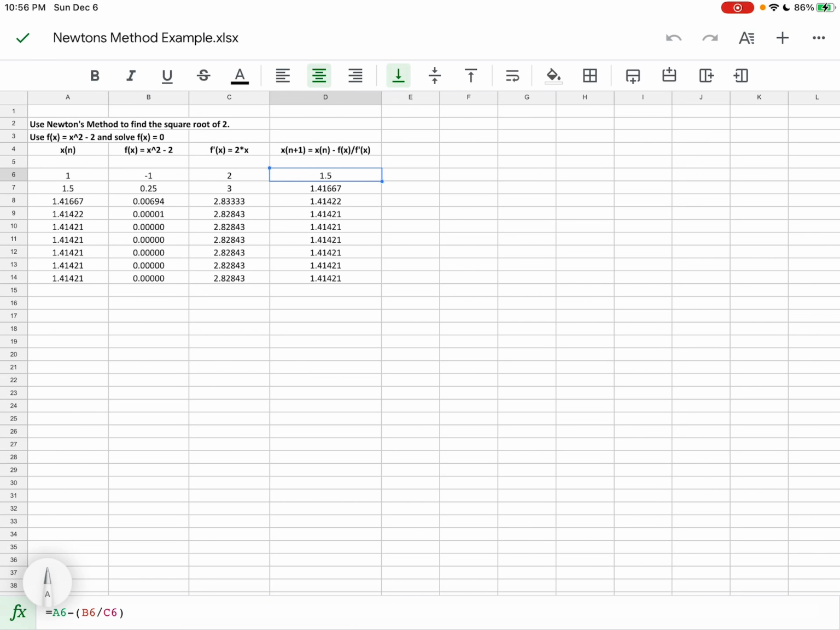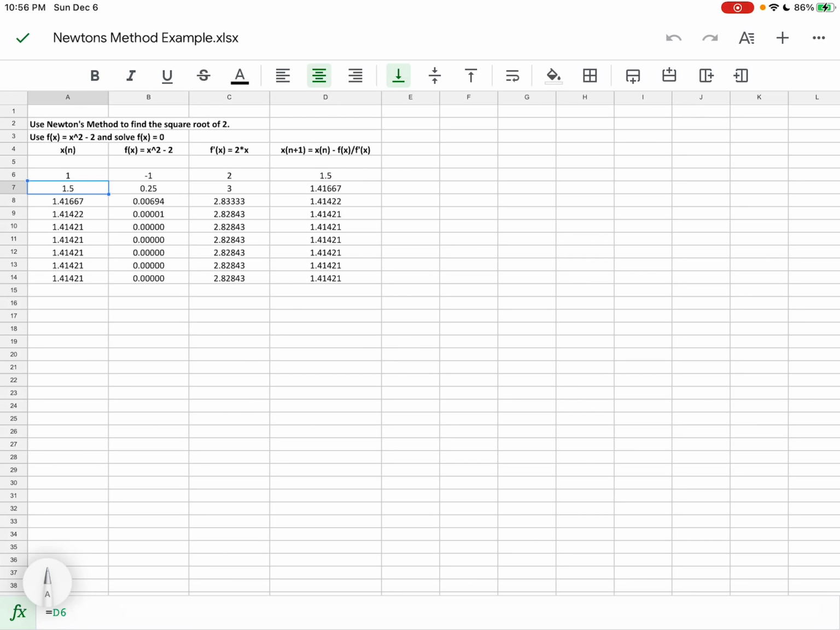And then I'm going to use another column that's going to give me my next approximation for the zero. I want to say that that's going to equal A6, and then minus, since I've already calculated the two numbers for the division, minus B6 divided by C6, right?